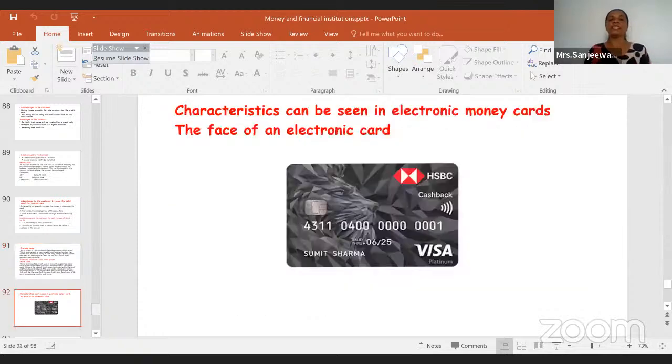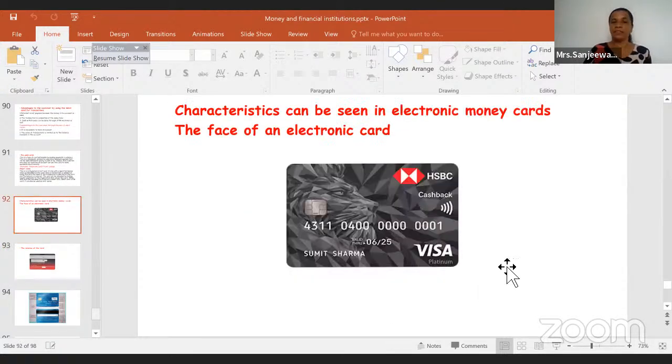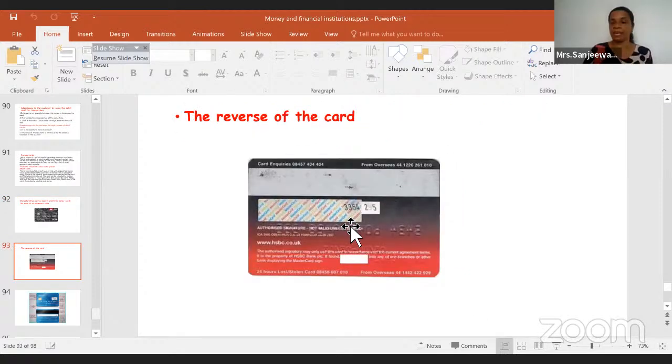Now we'll see the characteristics. This is the face of a credit card, actually. You need to know what comes there at the front, and on the reverse side, what are the things that you can see. Front side, what you can see, reverse side, what you can see.